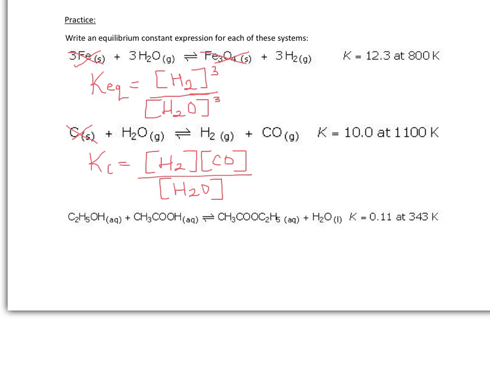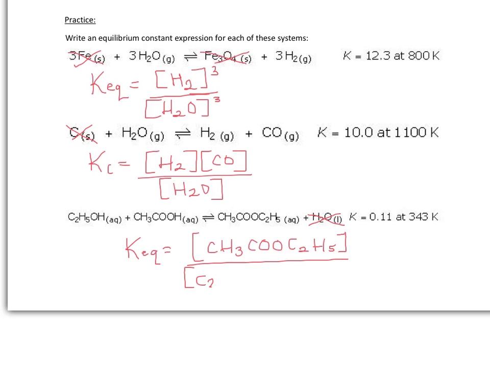The last equilibrium, you'll notice, has water liquid, which is not included. So here, our K expression, our product is CH3COOC2H5, all over C2H5OH times CH3COOH.